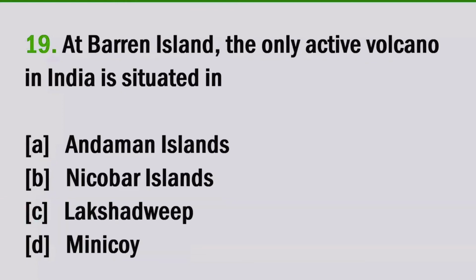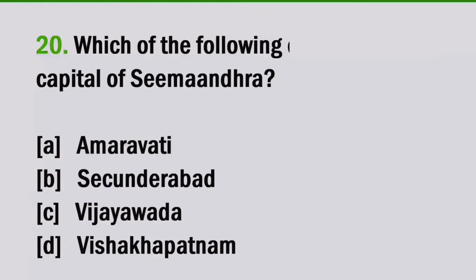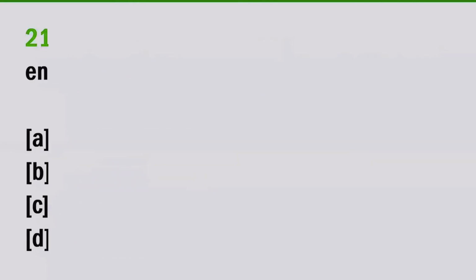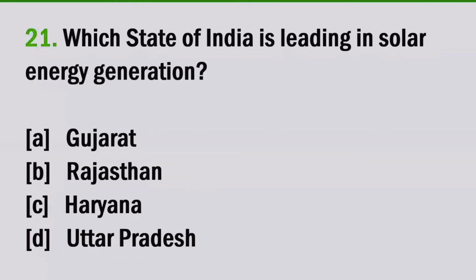At Barren Island, the only active volcano in India is situated in? Answer A. Andaman Islands. Which of the following cities is the new capital of Seemandhra? Answer. Amaravati. Which state of India is leading in solar energy generation? Answer B. Rajasthan.